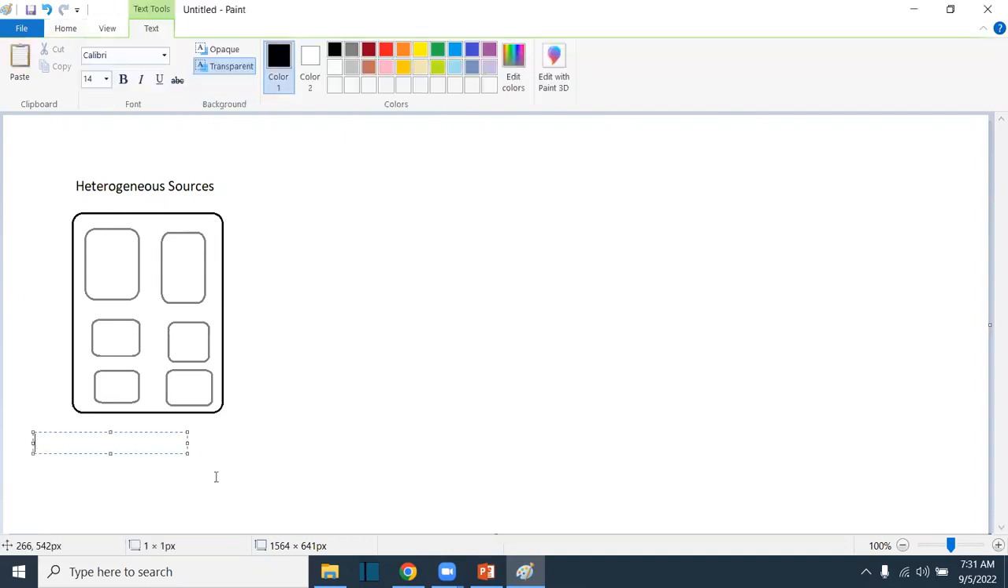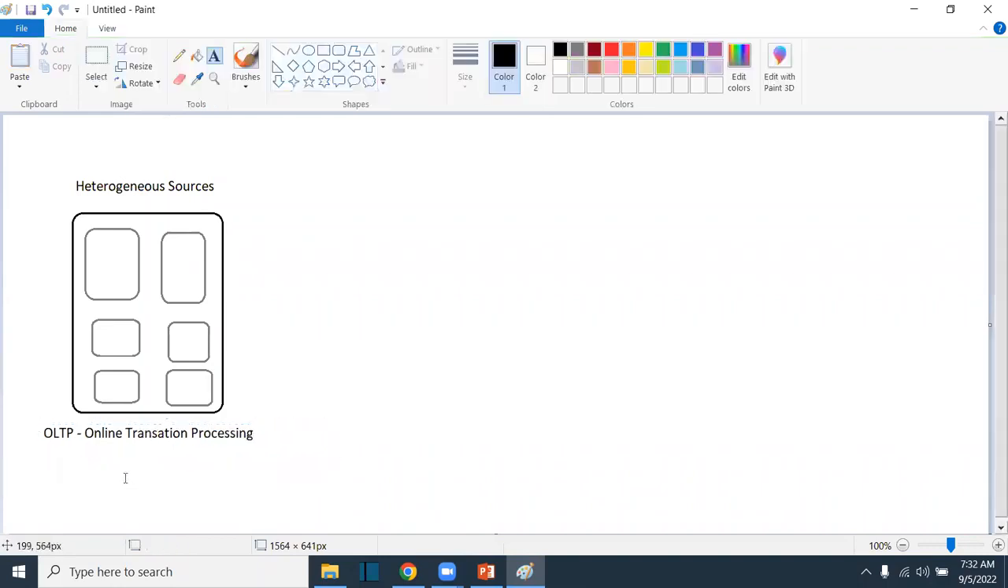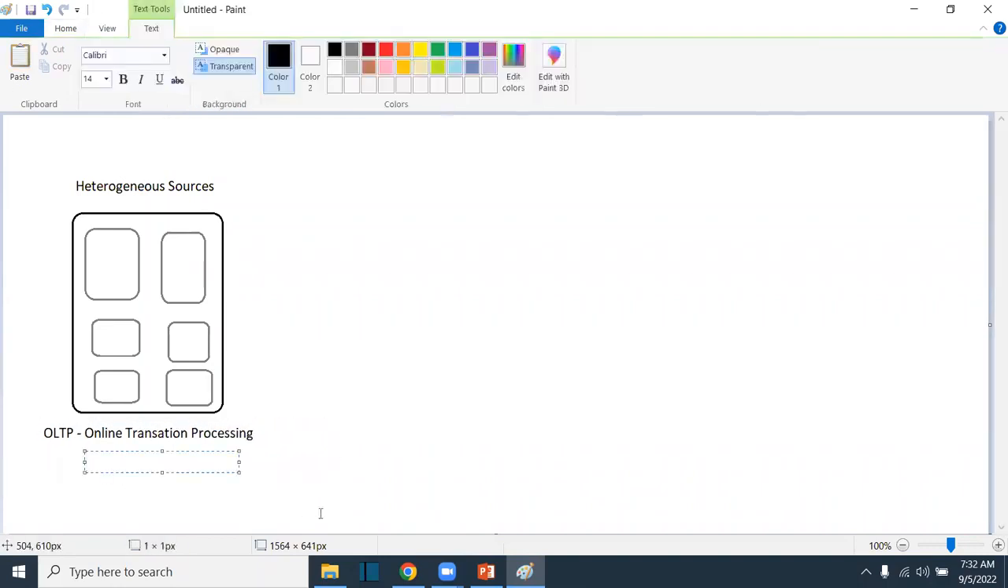This is nothing but the OLTP system. OLTP means online transactional processing. In order to run the business, I need to have online transactional processing, a transactional database, transaction processing. That means OLTP system. To run the business, I need to have an OLTP system.